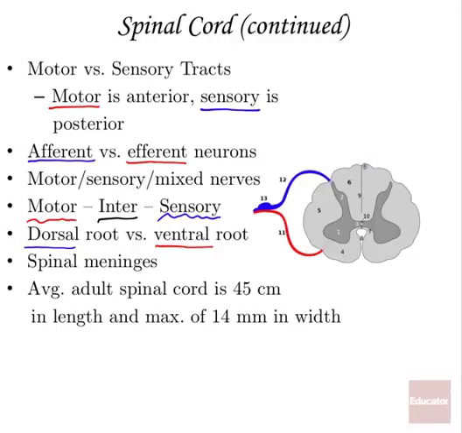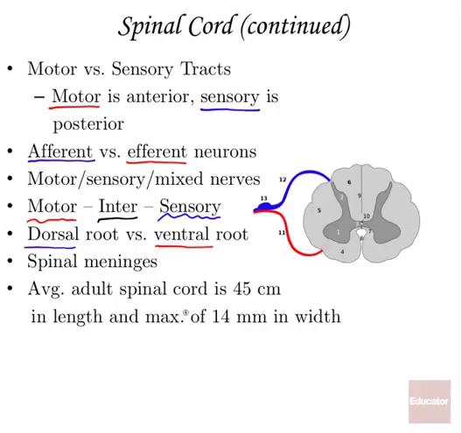The spinal meninges: you're also going to have that layer of connective tissue sheathing, enveloping the spinal cord, as you did with the brain in previous lessons. So along the outside of this, you're going to have those meningeal layers.